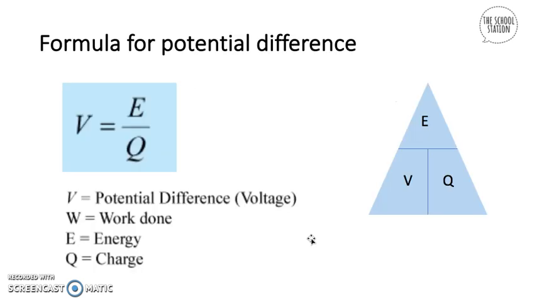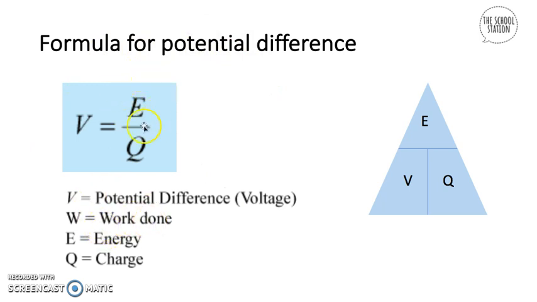quickly go through the potential difference formula, or the voltage formula, whatever you would call it. Basically, the formula for potential difference is energy divided by charge. So how do you do this? You have V, which is the symbol for potential difference, and W is work done, but that's not really relating to this formula at the moment.